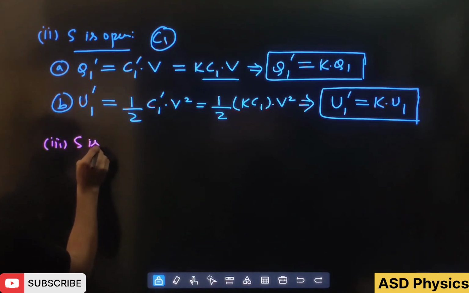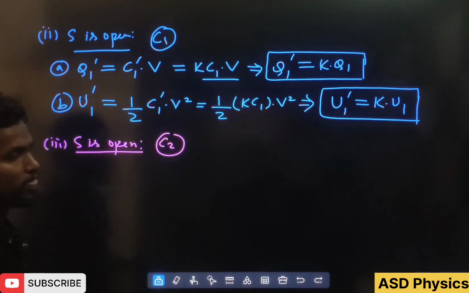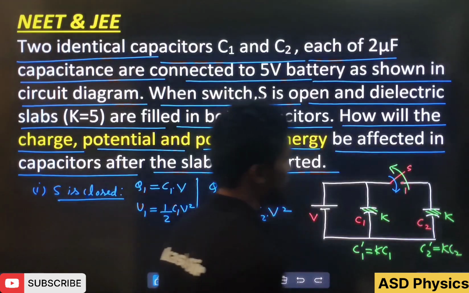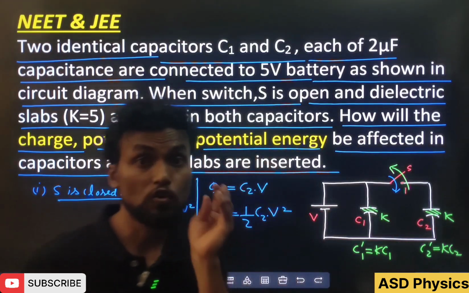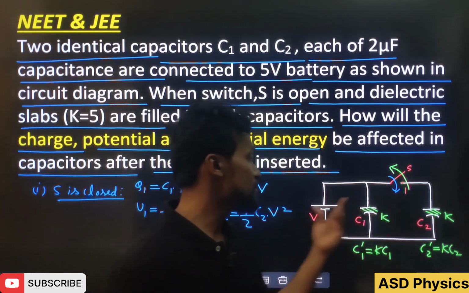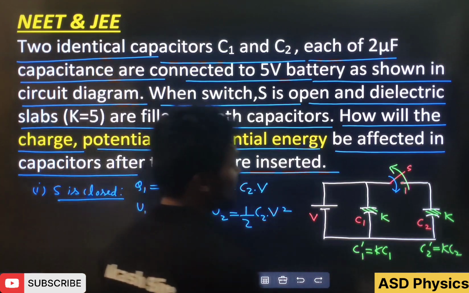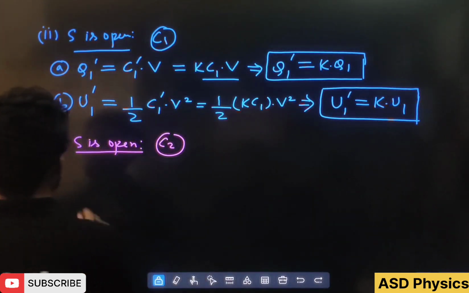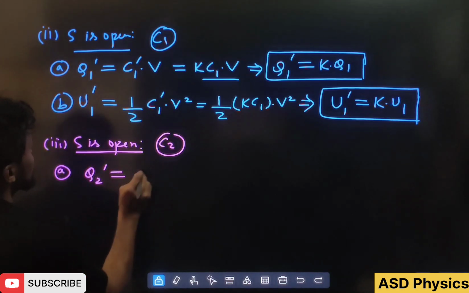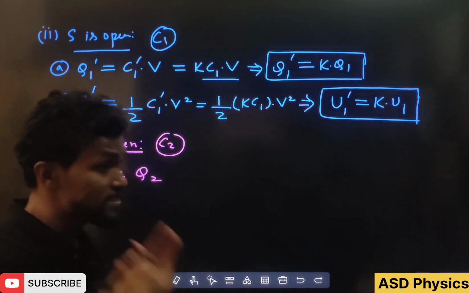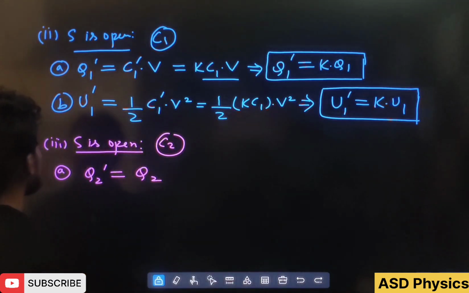Great. Now students, after that, second one: S is open, anyhow S is open, and now we are going to move to C2. When you see C2, you can see this capacitor is not connected to the battery. So what is constant when the capacitor is not connected to the battery? The charge is constant. So this Q2 dash will be Q2. Charge will be the same because the battery is disconnected. So Q2 dash will be Q2.